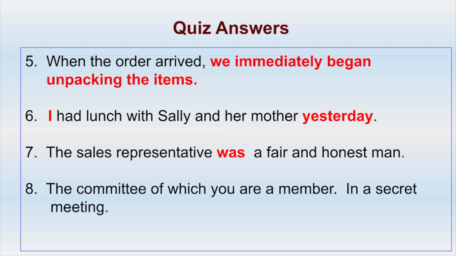And number 8, the committee of which you are a member. In a secret meeting. The first fragment describes a committee but doesn't explain what it did. We have a subject, committee, but we do not know what the committee does. The second fragment, in a secret meeting, does not tell us who was in the secret meeting. If we add the linking verb was, the sentence now describes the committee's action, completing the thought. The committee of which you are a member was in a secret meeting.